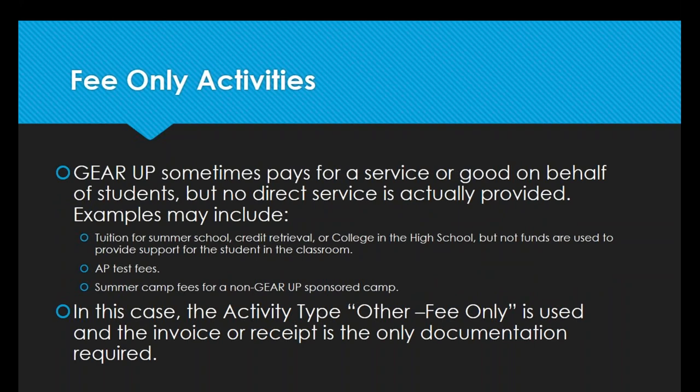We do have an activity type that is called other fee only. And that occurs when Gear Up pays for a service or a good on behalf of students, but no direct service is actually provided. And we have some really good examples, again, in that definition guide, so please check there for further clarification. But that might include things like tuition only for summer school, or tuition for a credit retrieval course or college in the high school. But we're just paying that fee. We're not providing any classroom support for the students or anything like that. Might include AP test fees or summer camp fees when we're just paying for the student to go do the thing, but we're not going along with them or providing any support. So again, that's other fee only, and in those cases, the invoice or receipt is the only documentation that's required.